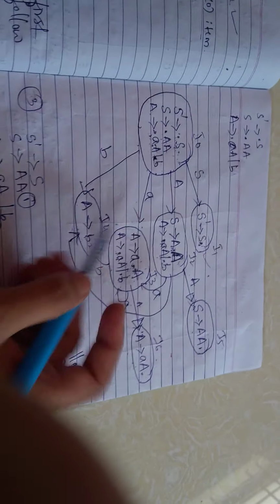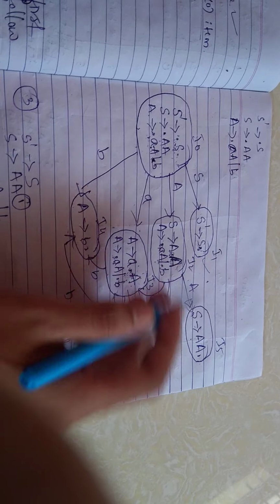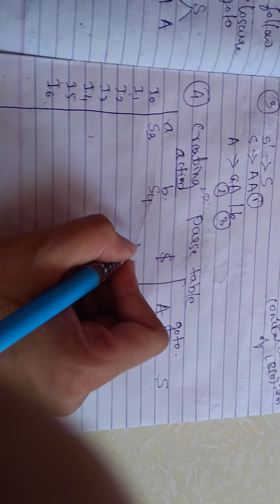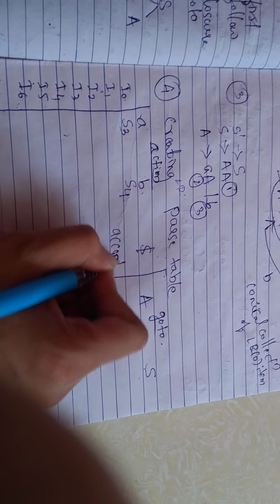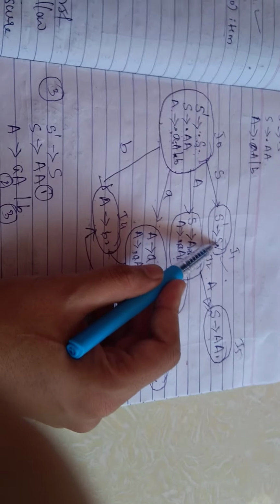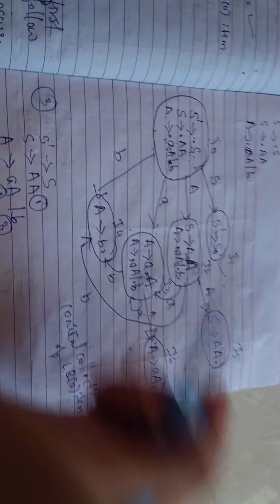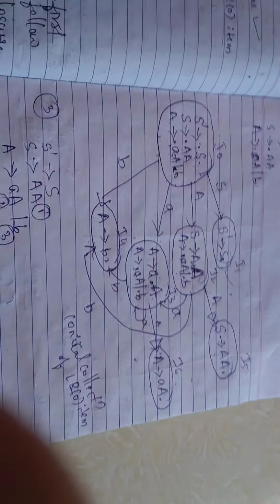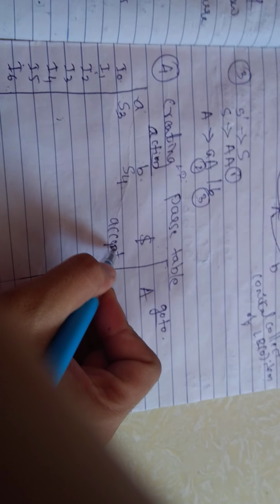Same thing you go on writing. I1 on a, is there anything? No. I1 on b? No. So I will write nothing there. I1 on the end marker is nothing. Also in this particular production for I1, we are ending the augmented production, the extra production. So there only I need to accept. So I will write accept in that state.